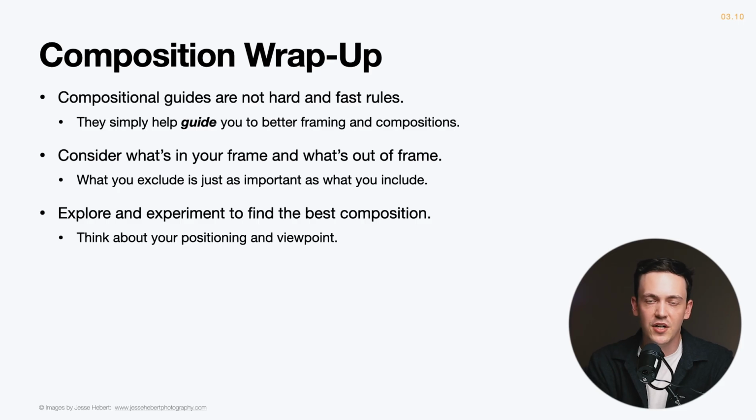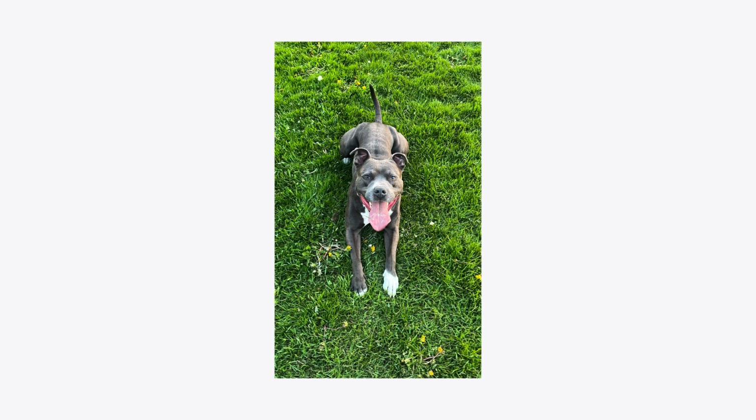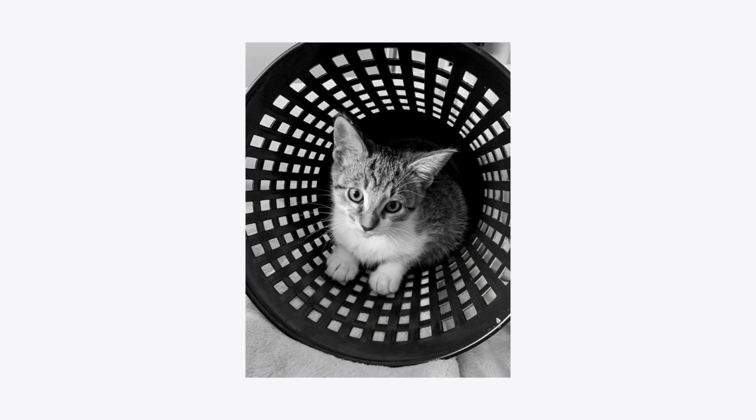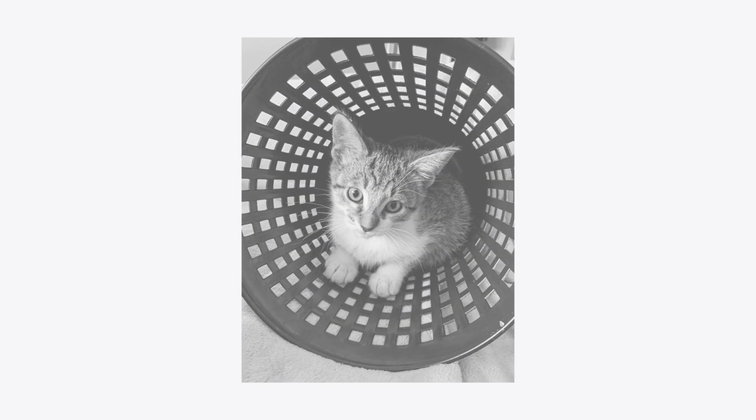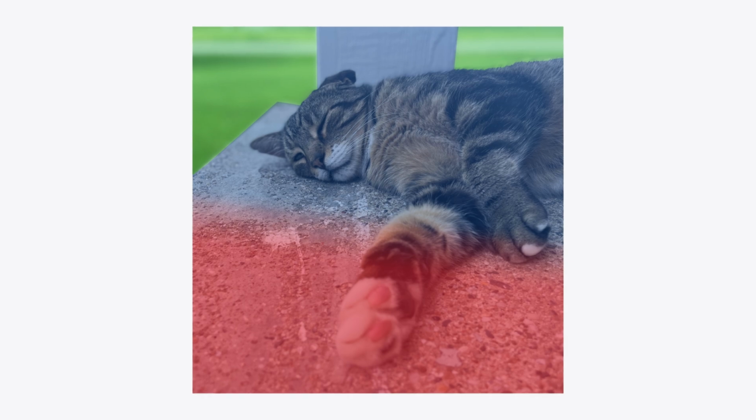As we wrap this section up, it's important to note that compositional guides are not hard and fast rules. They simply help guide you to better framing and better placement of your elements in your image. It's common as a beginner to photography to place their subject dead center in the frame every time. Sometimes that works, and sometimes that is the answer to the composition, but it's good to know some of the other ways that you can compose your images and experiment with your composition and framing.